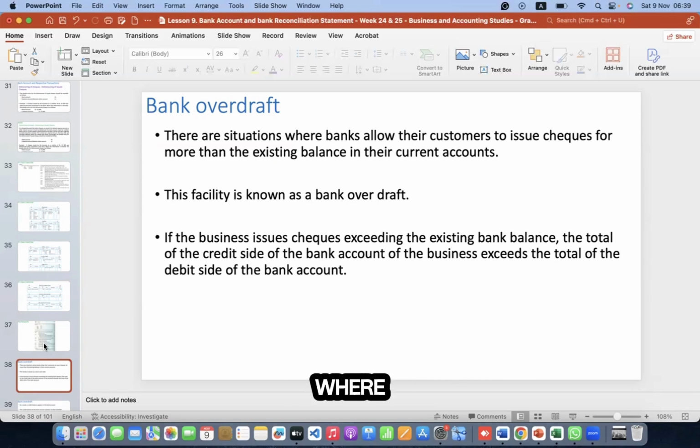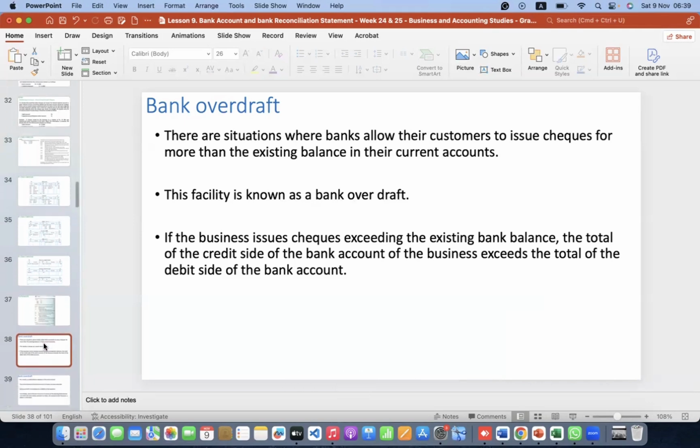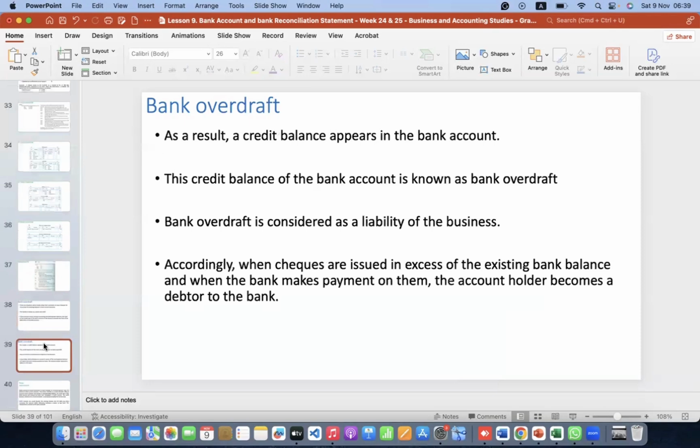There are situations where banks allow their customers to issue checks more than the existing balance in the current account. And this facility is known as the bank overdraft. As we said, the credit balance in the bank account is known as the bank overdraft.